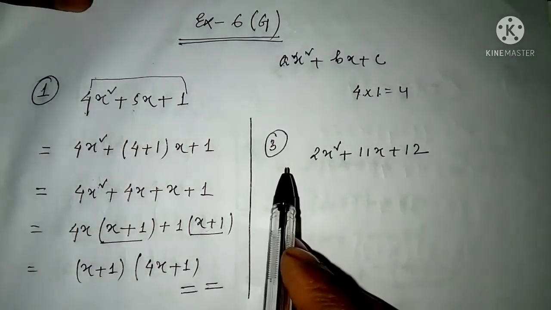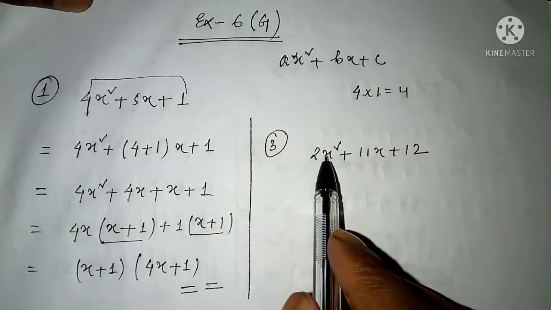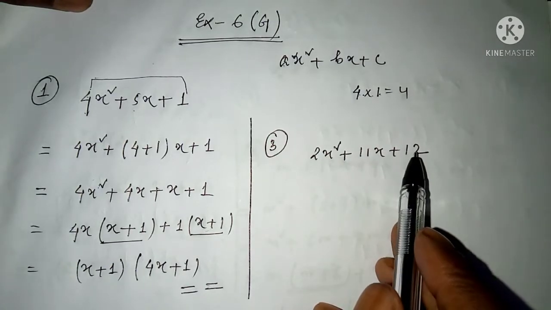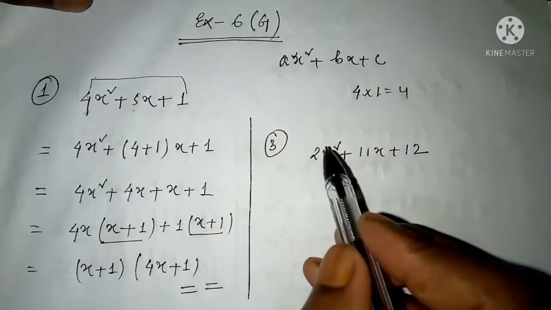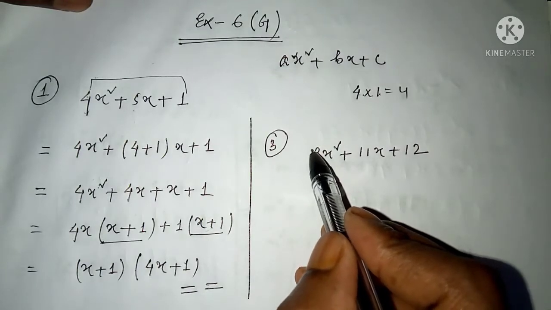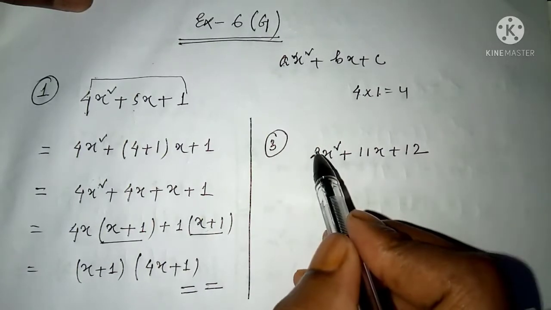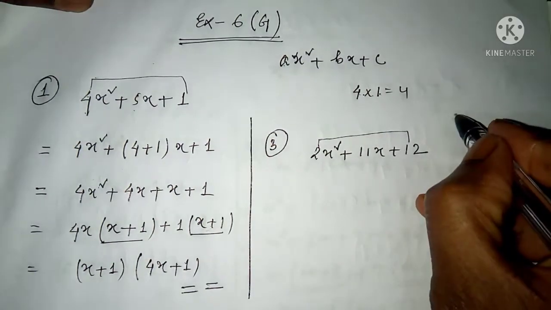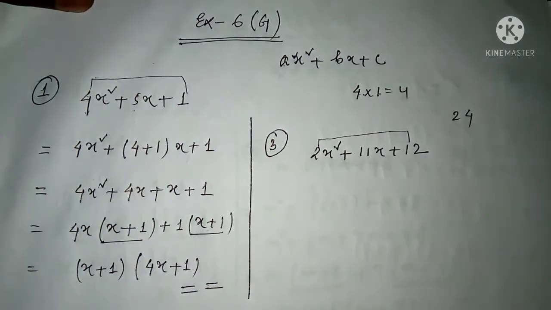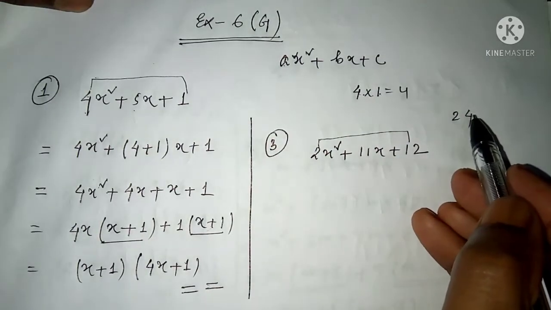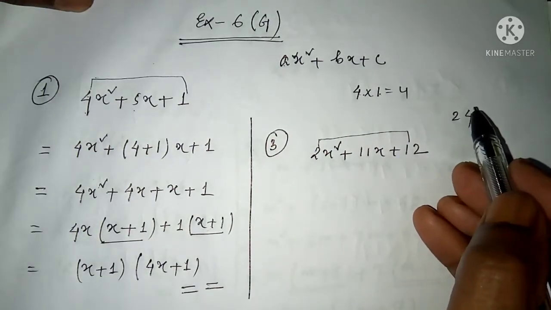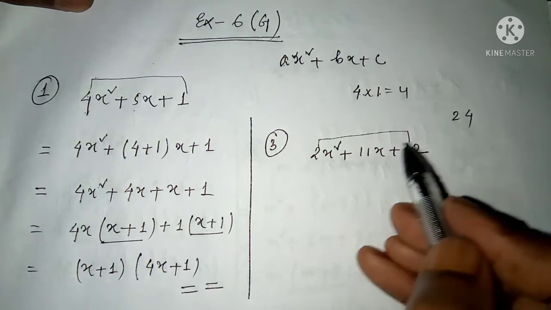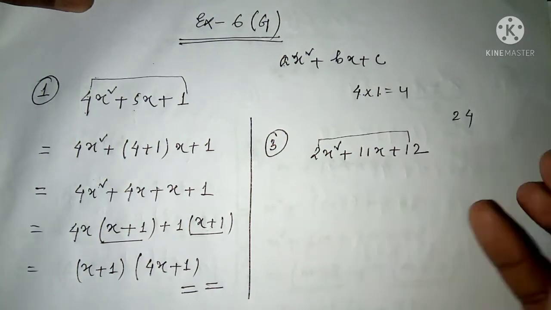Now you can see this is our third question, that is your 2x square plus 11x plus 12. So like earlier, first of all we need to multiply the coefficient of x square and the constant term. Now 2 into 12 gives me 24. Now I need to factorize this 24 in such a way that when I add or subtract the factors, it must give me 11.